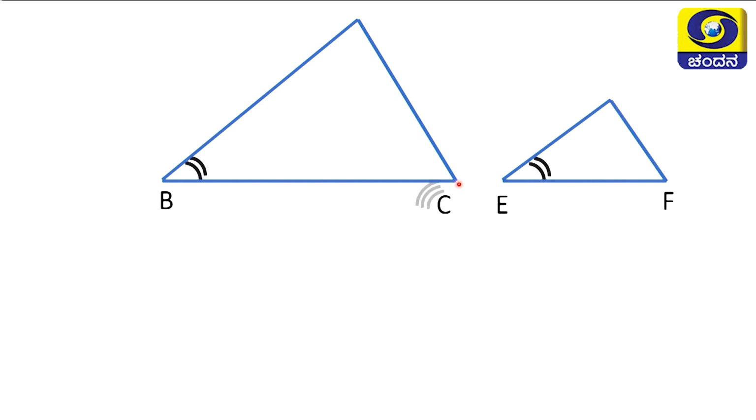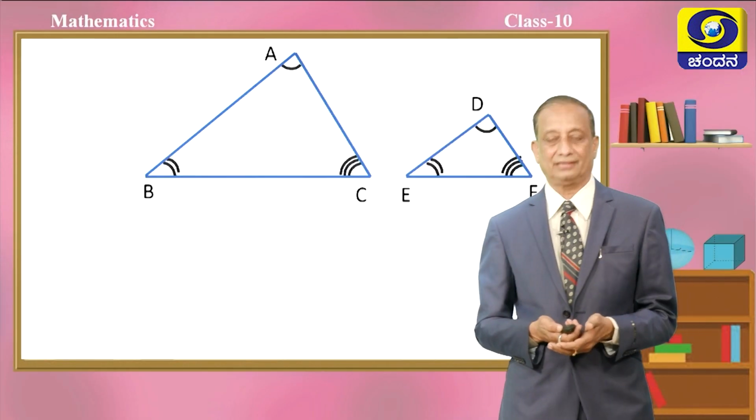So, therefore, you can put 3 arcs for angle C and 3 arcs for angle F. Therefore, necessarily angle A will be definitely equal to angle D. Automatically angle A and angle D will be equal to each other. So, if 3 angles of one are equal to 3 angles of another, we call them equiangular triangles.